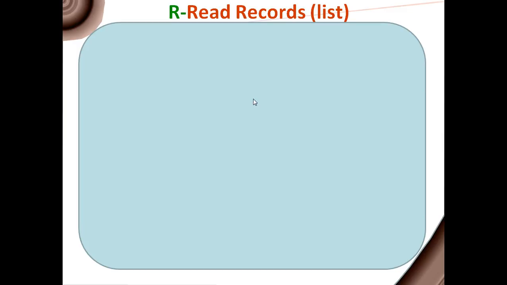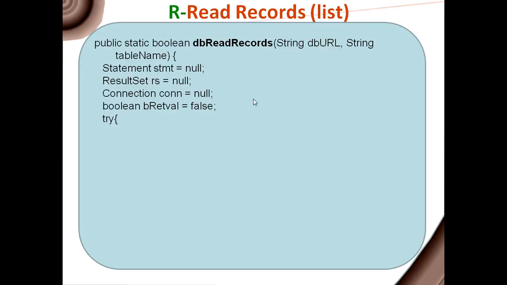The second one is reading a single record. So in today's presentation, we will see both these things, that is reading a list of records, as well as reading a single record. So let's get going. We have written the method db read records.